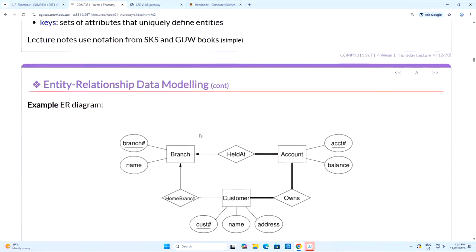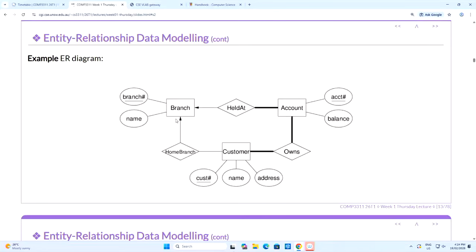Here is an example of a schema of a bank. How many entities are there? Three, right? We've got branch, account, and customer. And how many relationships are here? Three relationships, yeah. In order for us to create good database schemas in SQL, we need to be good at this first. And those ovals are all attributes.